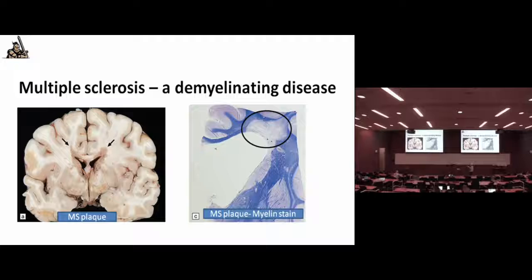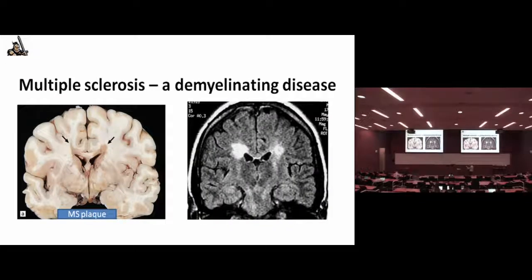And here's another example of a plaque. And then here's a myelin stain. The myelin stain is the blue. This is probably a stain called Luxol fast blue, but you see it's really denuded of that stain, so your myelin has broken down. There's not much of it left.